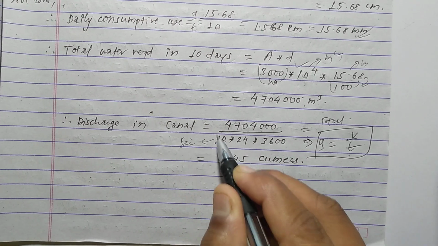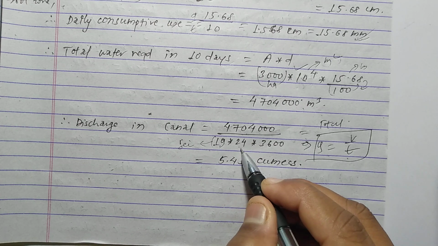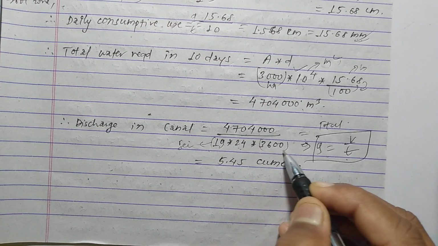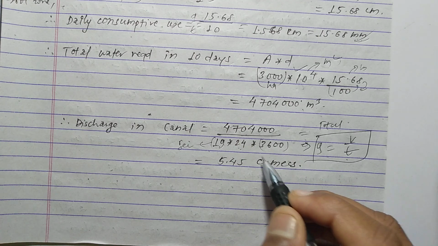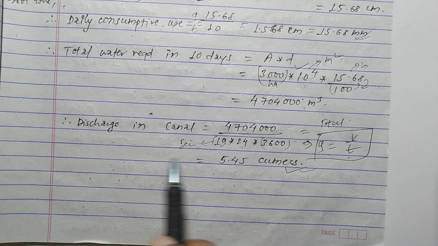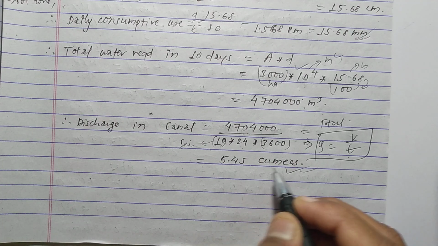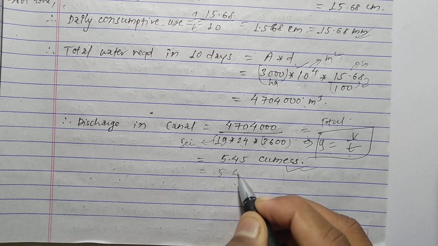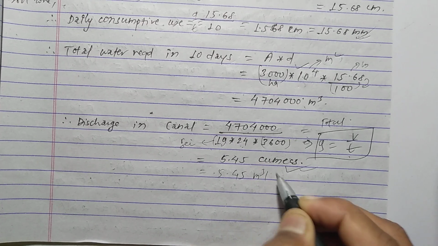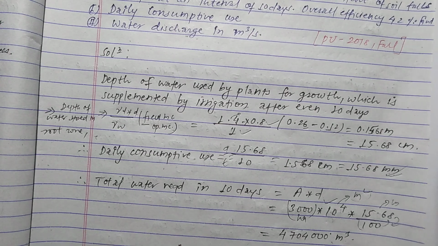into seconds. So 10 days means simply 10 into 24, this goes in hours, and after multiplying with 3600 we get seconds. So this value becomes 5.45. Okay, in this way we can calculate the discharge in a canal, which is 5.45 meter cube per second. Okay, in this way we can solve this numerical. Hope you guys understand.